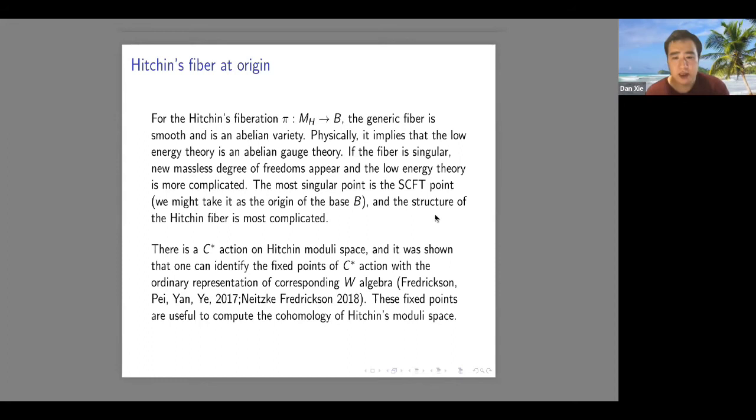And there's an interesting work by these people, Fredrickson, Hayashi, Yang, Yi, and Lee, Fredrickson. They showed that one can identify the fixed points of the C-star direction with the ordinary representation of the corresponding vertex algebra. So this is the link that they found between the two branches. These fixed points on the Hitchin moduli space are useful to compute the cohomology of Hitchin's moduli space. And we want to find a generalization of this work or a better way of computing things.